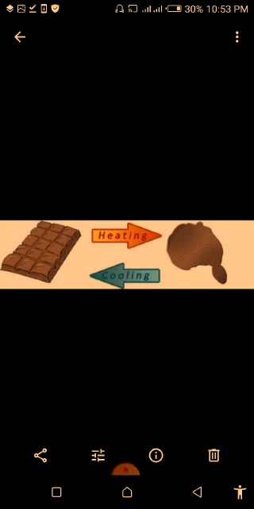These two states: when you heat up, this is called melting, and when you cool the liquid and it turns into solid, it is called freezing. So these are the two states, melting and freezing.